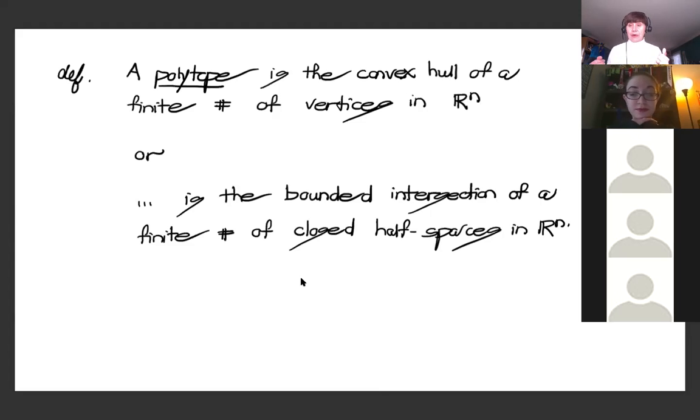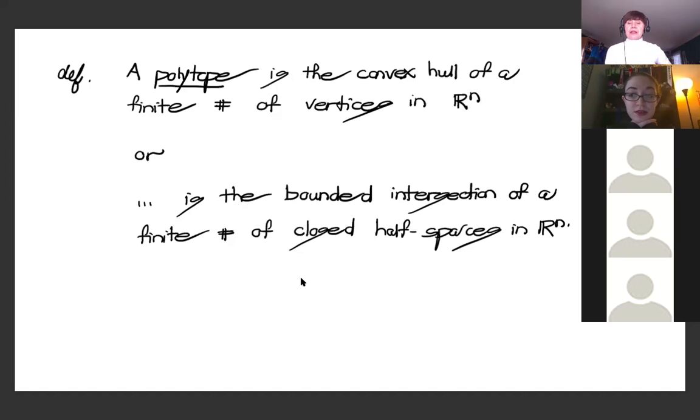So for example, for the three-dimensional cube in three-dimensional space, if you took 4 vertices up here and 4 down here, 8 vertices total, and take the convex hull, bim, bam, boom, you get the three-dimensional cube.